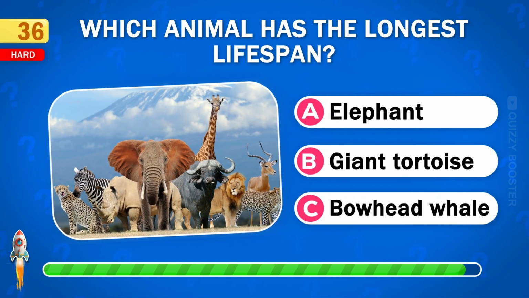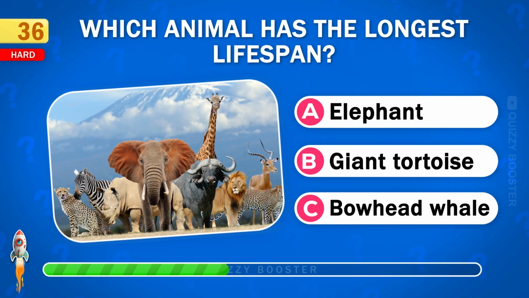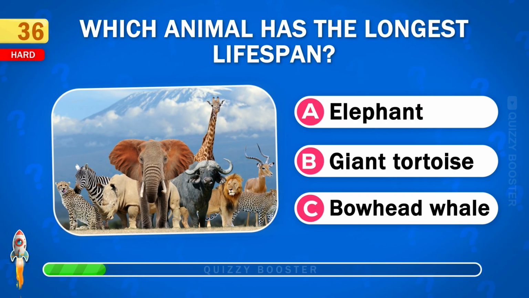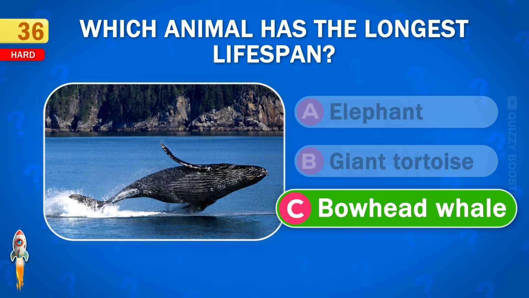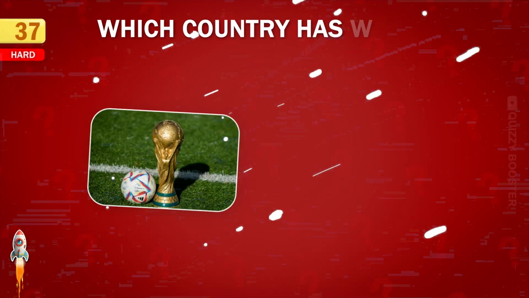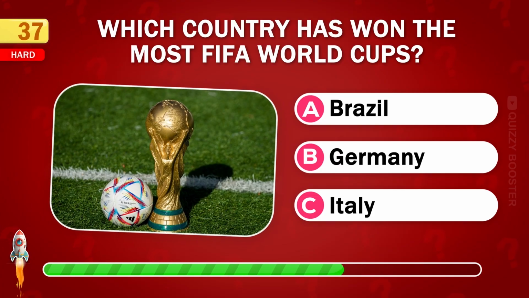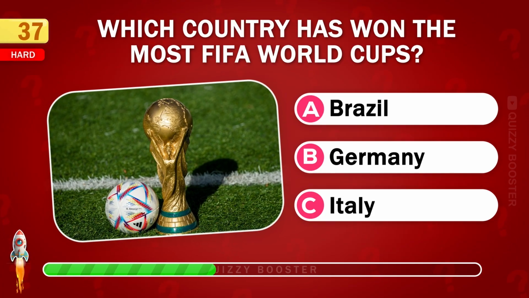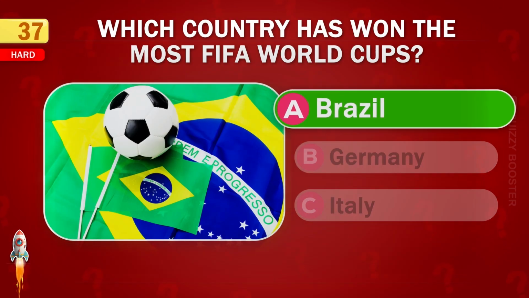Which animal has the longest lifespan? Bowhead whale can live over 200 years. Which country has won the most FIFA World Cups? Brazil, the only team to win the World Cup 5 times.